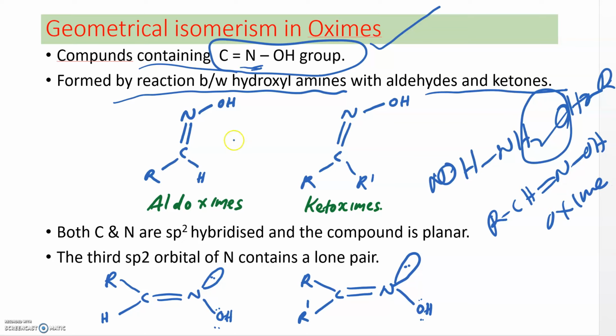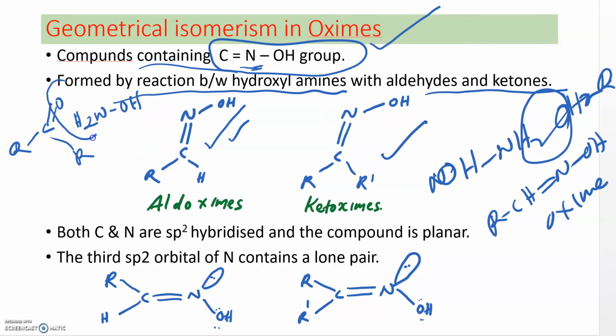Oximes are of two types, aldoximes and ketoximes. An aldoxime is the oxime of an aldehyde. That is, an aldehyde reacts with hydroxylamine and we get an aldoxime. And when a ketone, RCOR dash, reacts with hydroxylamine, NH2OH, a water molecule is eliminated. We get this compound, RCR dash double bond NOH, that is a ketoxime.